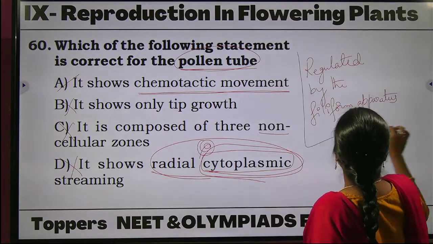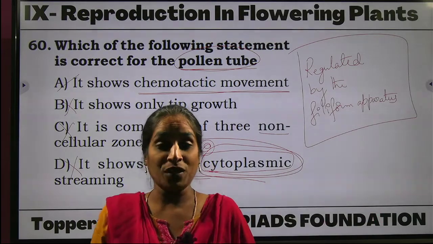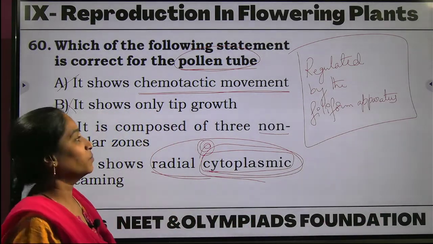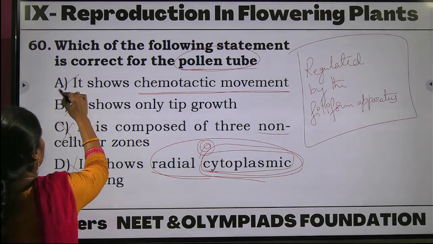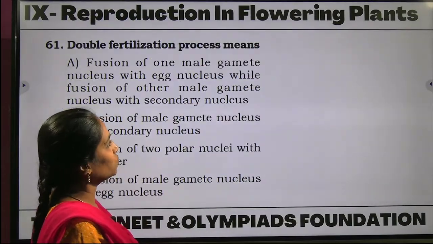The chemical which is present in the filiform apparatus is guiding and attracting the pollen tube towards the micropyle of the embryo sac. So option A will be the correct one. Hope you understood, dears. Right. Coming to the next question.